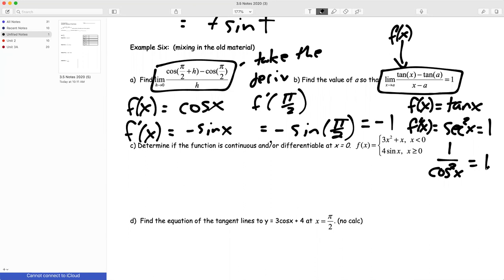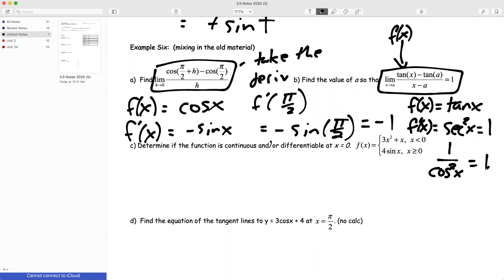So what value of x? The denominator would need to be 1, right? Because then I'd have 1 over 1, which is equal to 1. So what value of cosine? 0. Ooh, interesting. What's the cosine of 0? 1, and then I would square it, right? So that would work. Would pi work? What's the cosine of pi? -1. And then I square it, so that would also work.